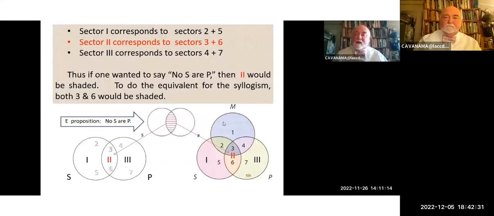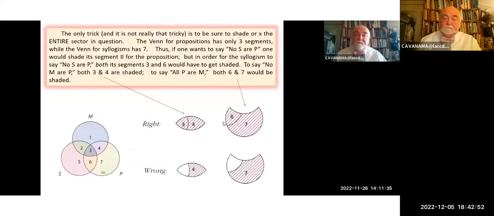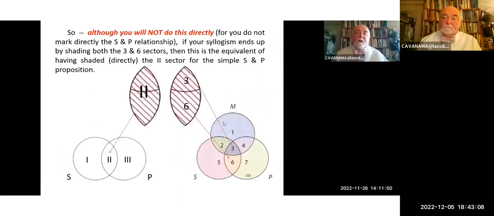Somehow I should duplicate that slide. Okay, so if one wanted to say no S is P, then 2 would be shaded. You would do it with a simple diagram. To do the equivalent for the syllogism, though, you have to shade not just 3, but 3 and 6 together. Because that 3 and 6 together represent the same area as Roman numeral 2. And the only trick, and it's not really that tricky, is to be sure to shade the entire segment in question. So 3 and 4 together, or 6 and 7 together, not just 4 by itself, not just 7. Let's say 6, 7 by itself. That's all.